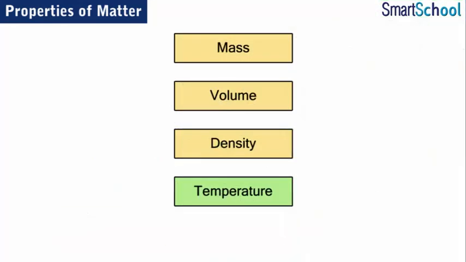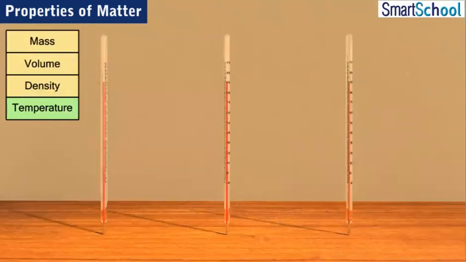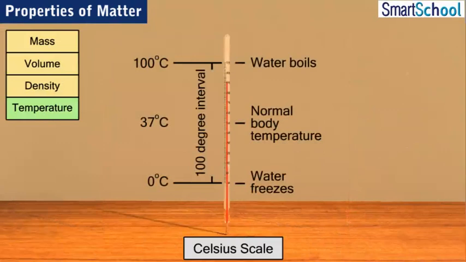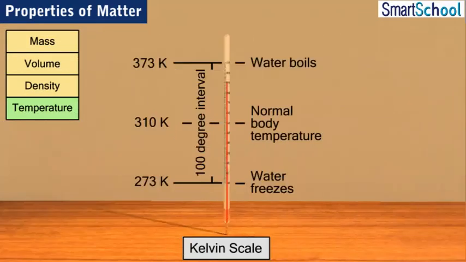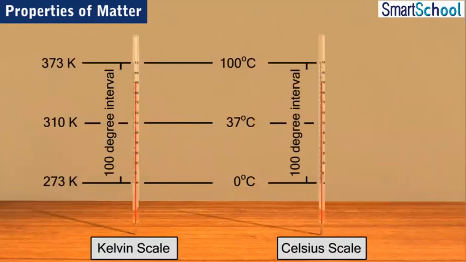Finally, let's look at temperature. There are 3 scales used to measure temperature: degree Celsius, degree Fahrenheit, and Kelvin. The Celsius scale is the most common unit for temperature. And we learned that the SI unit for temperature is Kelvin. So let's see how the two scales are related.